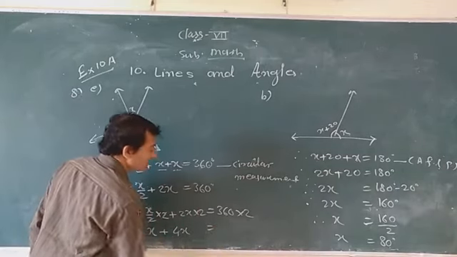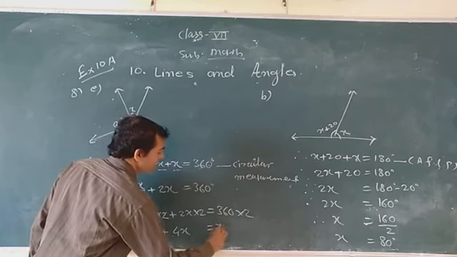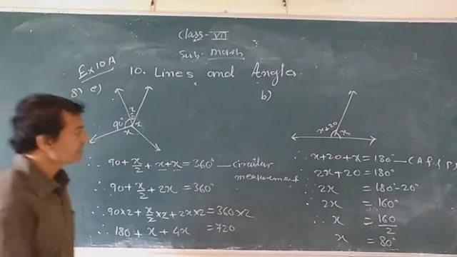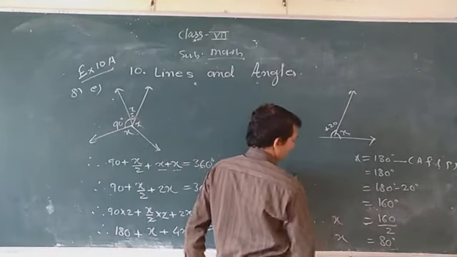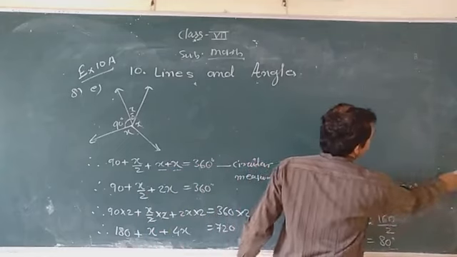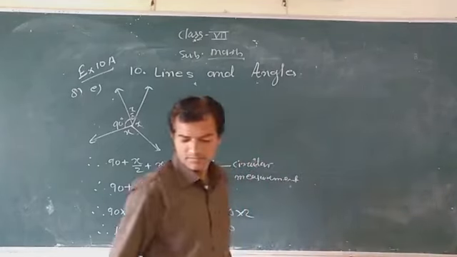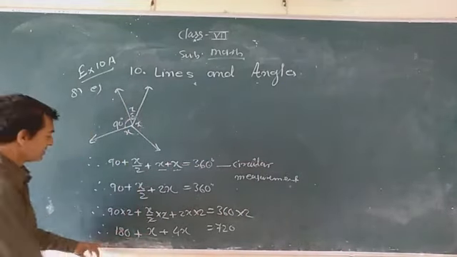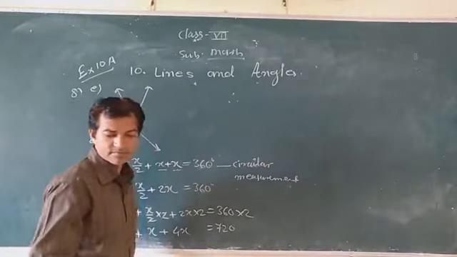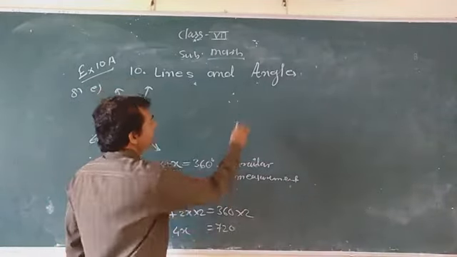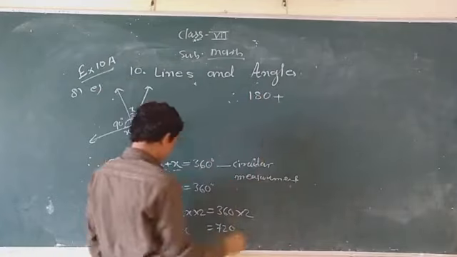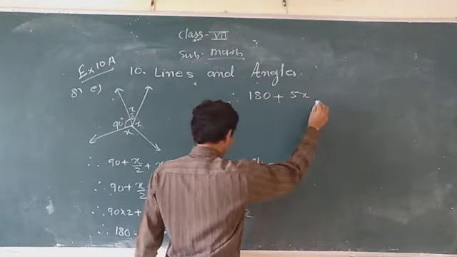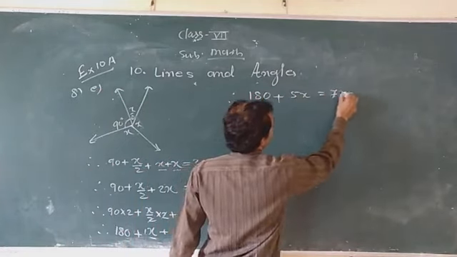ठीक है, 360 टू हाउ मेनी, 720 degrees. Okay, now see the next step. Understood this one? Now listen here. This 180 as it is, 180 plus 4x और ये 1x, 4x plus 1x, 5x is equal to 720. ये नंबर ट्रांसफर होगा.